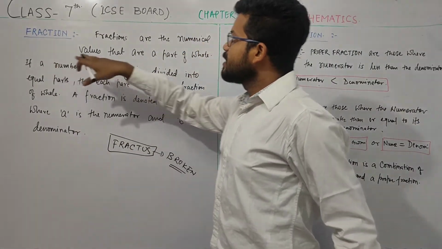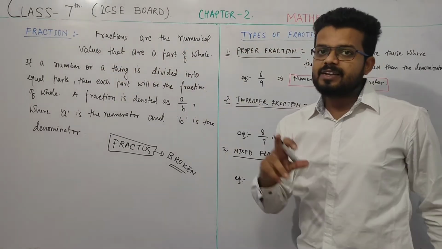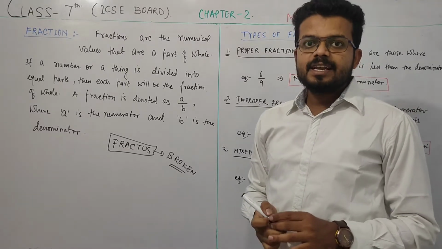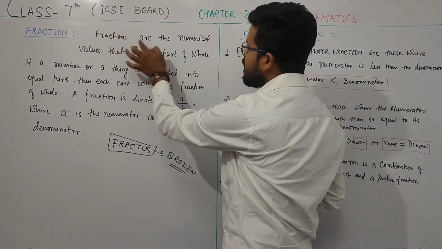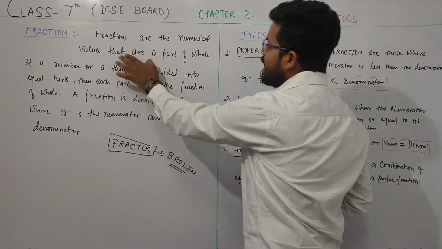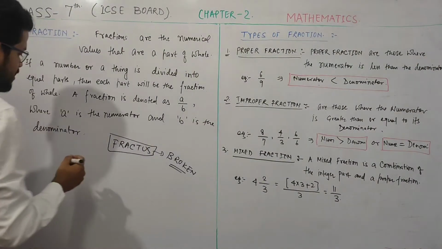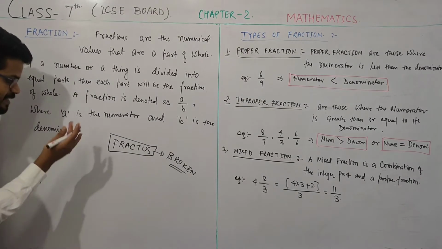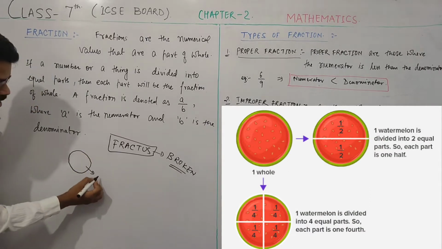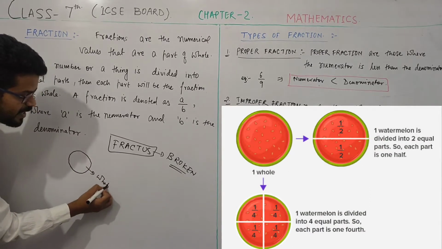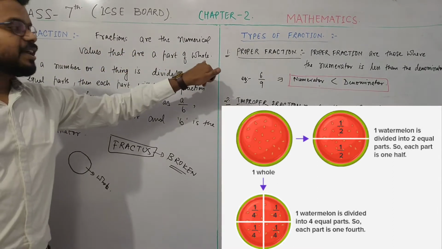It is more clear now. Fractions are the numerical values. Numerical values means there is a number, either an integer or a whole number. So fractions are the numerical values that are a part of a whole. Part of a whole means a complete part. If I have a watermelon, I say this is a whole.